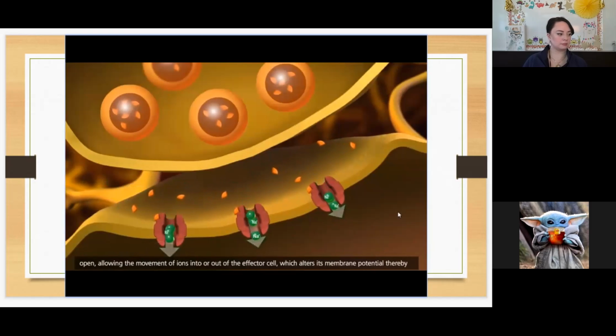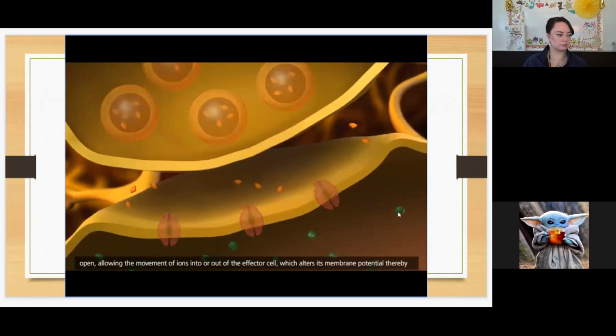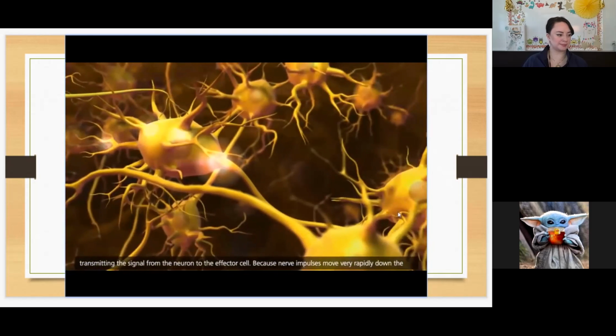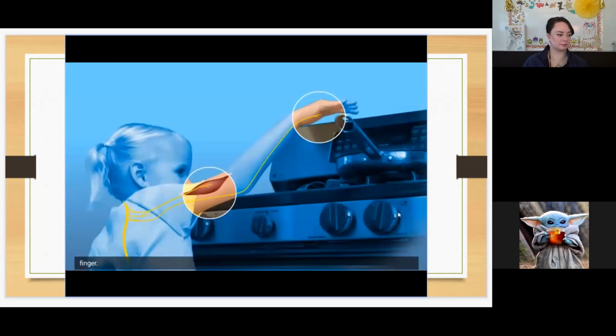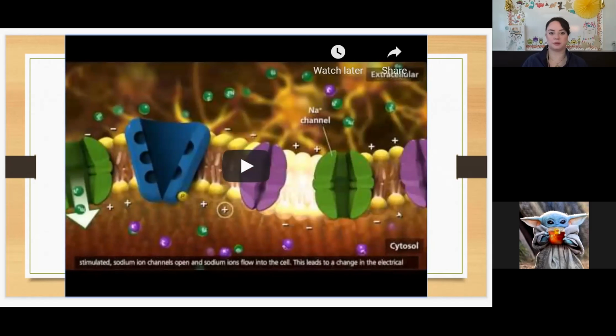The channels open, allowing the movement of ions into or out of the effector cell, which alters its membrane potential, thereby transmitting the signal from the neuron to the effector cell. Because nerve impulses move very rapidly down the axon of a neuron and move from cell to cell across synapses, you react quickly to a stimulus, like burning your finger. All right.